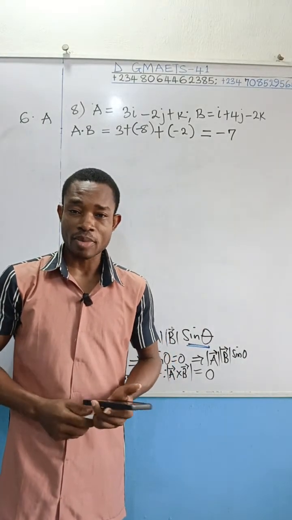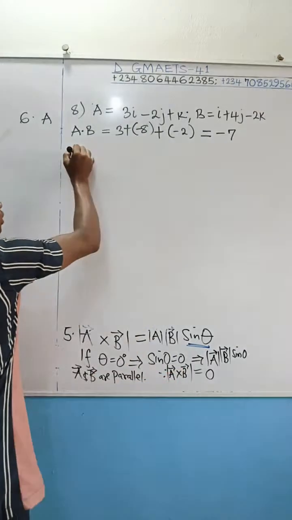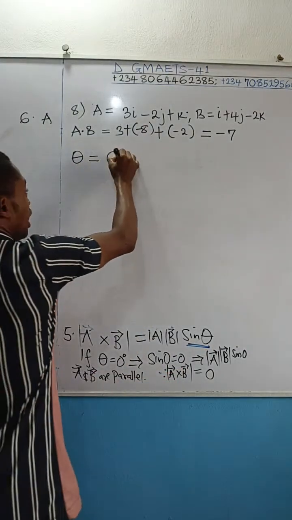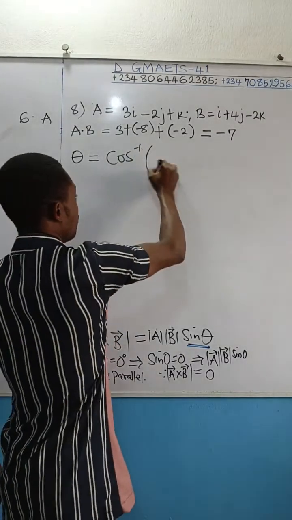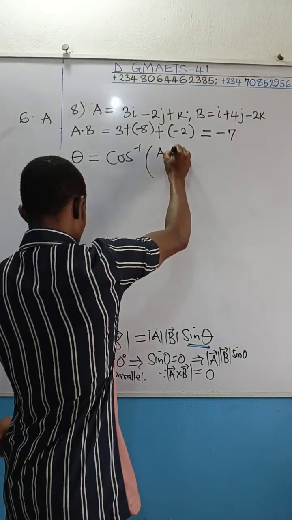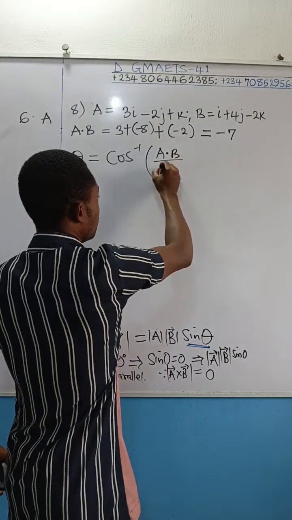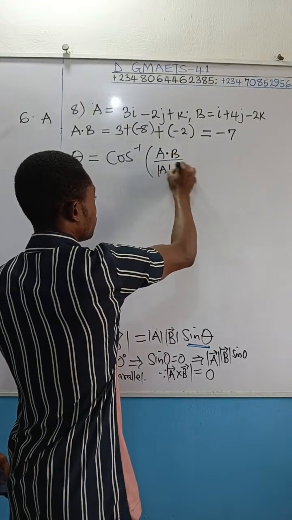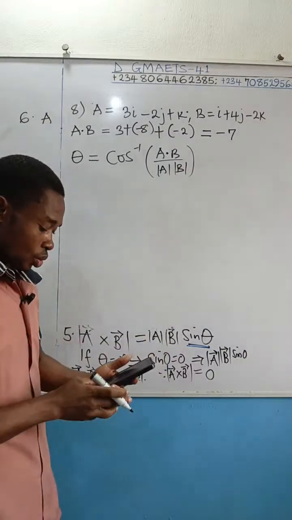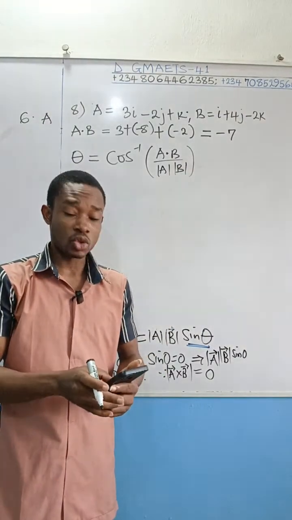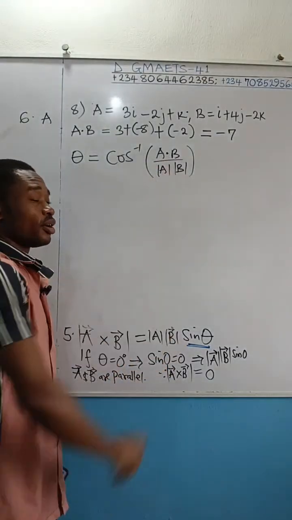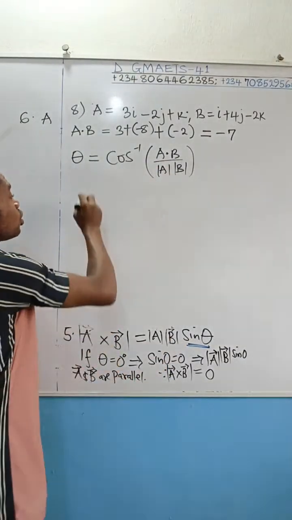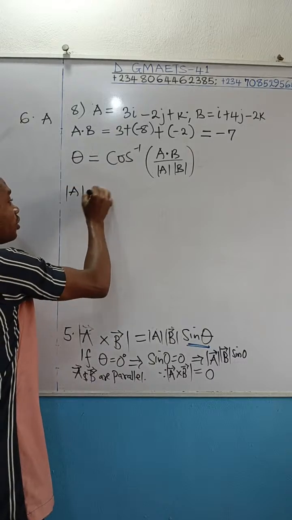The dot product is minus 7. Now we have to find the angle theta. The angle between two vectors can be obtained using this formula: cos inverse of the dot product of the vectors divided by their magnitudes. So what we're going to do is quickly obtain the magnitude of the two vectors. Are you following? We know the dot product already, which is minus 7. So let us obtain the magnitude of A.